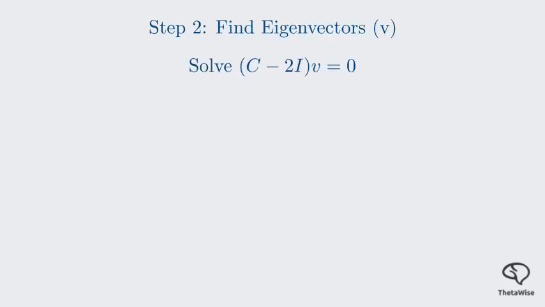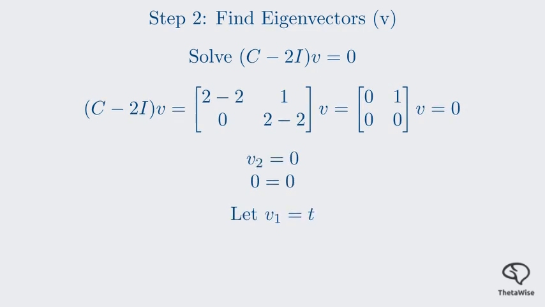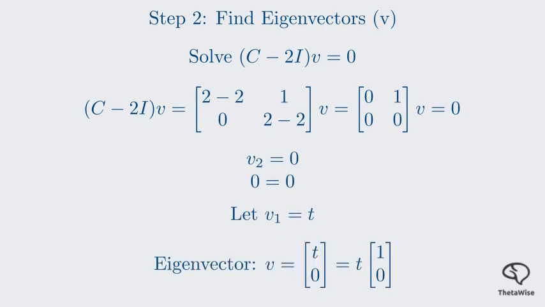Now for step 2. Finding the eigenvectors for our repeated eigenvalue. We only have one eigenvalue, lambda equals 2, so we'll solve (C minus 2I)v equals 0. Substituting lambda equals 2, we get the matrix [[0, 1], [0, 0]]. We solve this times v equals 0. This corresponds to the system v2 equals 0 and 0 equals 0. This means v2 must be 0, but v1 can be anything. We choose v1 equals 1. The eigenvector is v equals (1, 0).